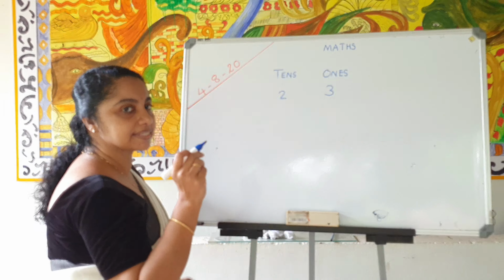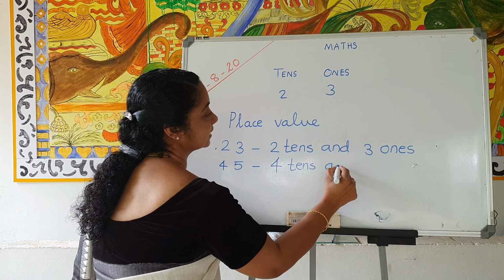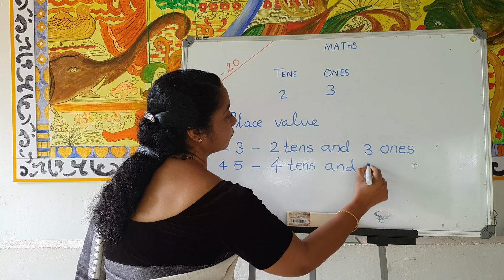23. Here 2 tens and 3 ones. So the place value of the digits is 2 tens and 3 ones. Another number, 45. Its place value is 4 tens and 5 ones.